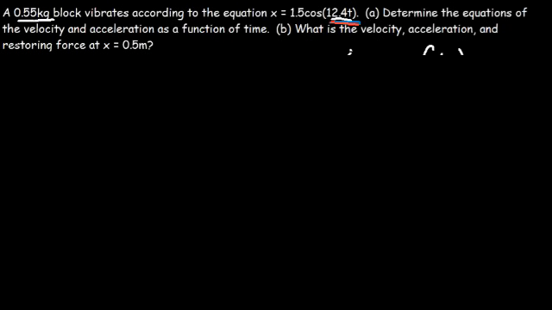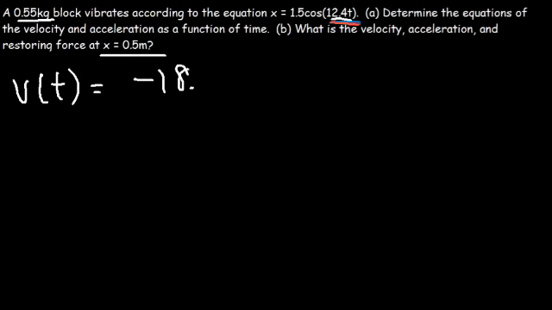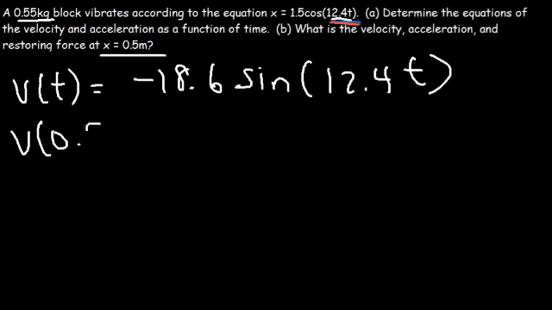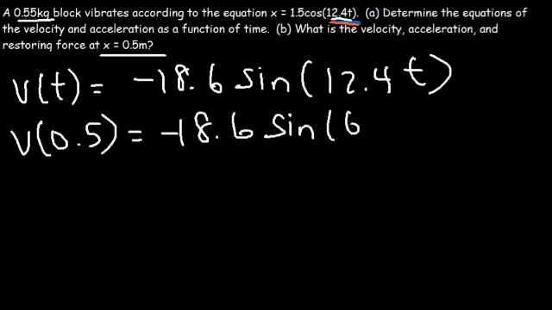So now let's work on the next part. Let's find the velocity 0.5 meters from its equilibrium position. So using the equation that we have, v of t is equal to negative 18.6 sine 12.4t. So we're looking for v at x equals 0.5. So that's negative 18.6 sine 12.4 times 0.5, that's going to be 6.2. Make sure the calculator is in radian mode for this to work. Sine of 6.2 in radian mode is about negative 0.083. And if you multiply that by negative 18.6, the velocity at this point is 1.545 meters per second.